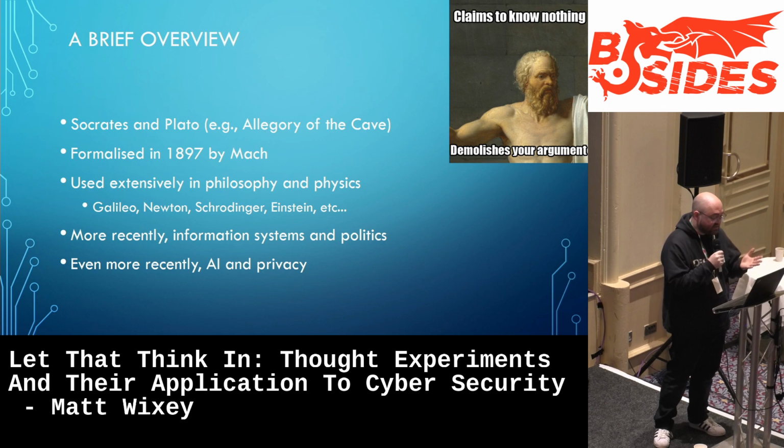They've obviously been used extensively in philosophy and also in physics. So in physics, there are some really famous examples. There's Galileo, Newton, Schrödinger, Einstein, and you might be familiar with some of those. More recently in information systems research and in politics and in law as well. And then even more recently, AI and privacy. So probably starting in 1940 with the Turing test with regards to AI, and then a lot of others since then as well.